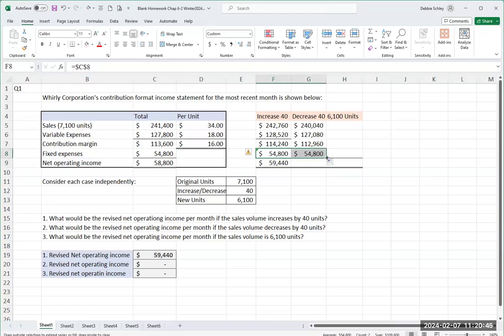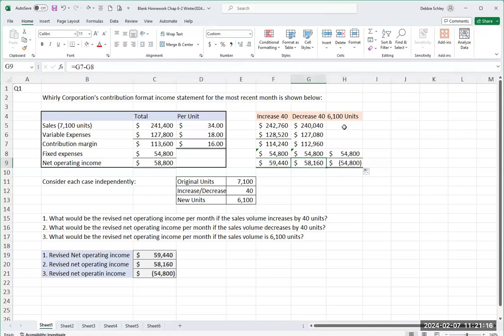And now I know fixed expenses is going to be the same for my third scenario where I produce and sell 6,100 units. So I'm going to drag that over there. And again, I can drag this formula over. Nope, that's not what I want to do. Got to grab the little box in the corner until the plus sign turns. It looks like that. Then I'm ready to drag it. Okay. So there's my second number.